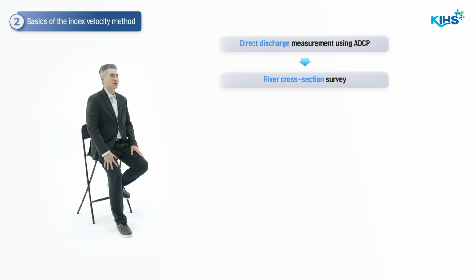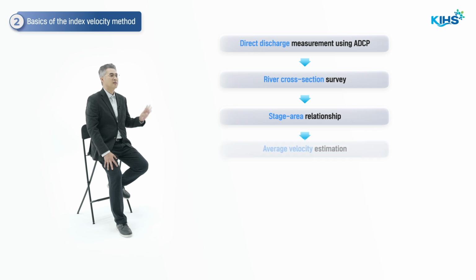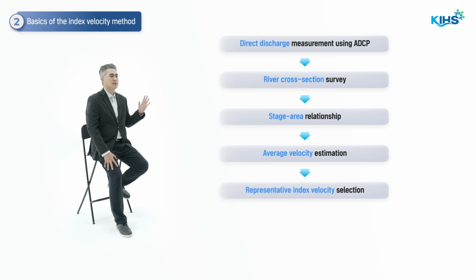The third step is to estimate the cross-sectional area corresponding to the water level at the time of discharge measurement using the stage-area relationship. The fourth step is to calculate mean velocity by dividing discharge by the cross-sectional area. The fifth step is the most critical. It is to determine the representative index velocity at the time of discharge measurement.